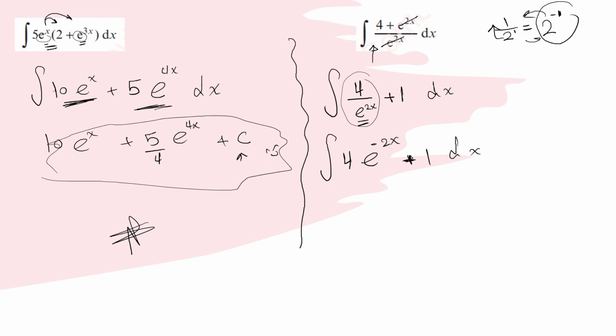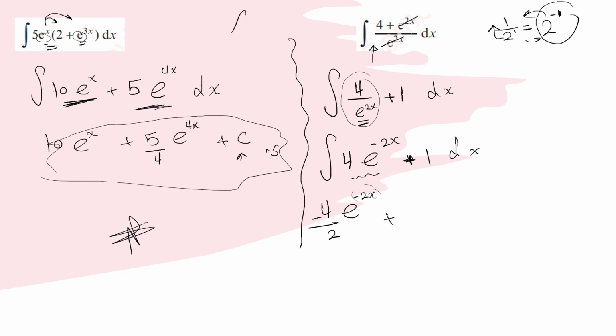Okay? I think it's easy now to write the integration of this one. So here it will be 4 e power negative 2x over negative 2. That is the differentiation for this one.